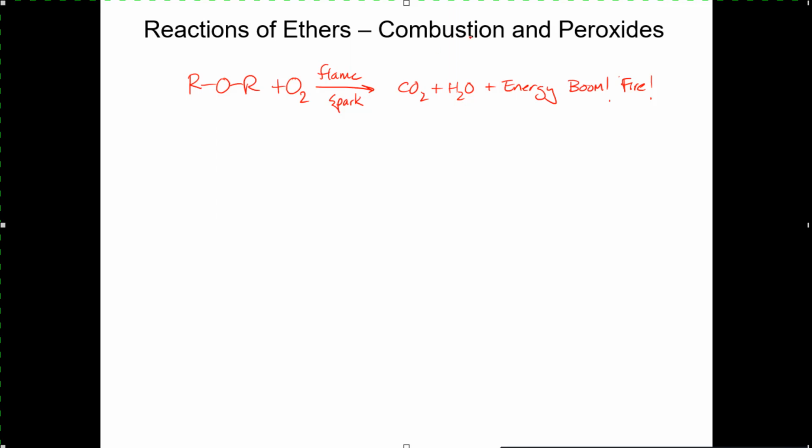The other reaction of an ether is to form peroxides. I touched upon this in the first semester lab, the more recent labs where we have a full-blown safety lab, and the idea that ethers will form peroxides. Now, this is going to be a free radical reaction. So this will occur with oxygen gas with no flame or spark over a long period of time. So this is a very slow reaction of ether with oxygen.